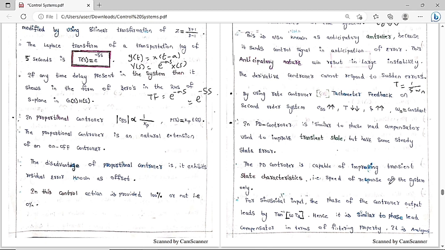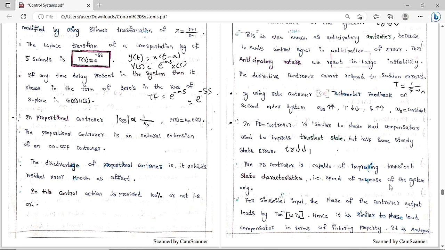See, this is a PD controller. Whenever you use the PD controller, it is very similar to a lead compensator. It is basically used to improve the transient state characteristics, but you have some steady state errors. The rise time is going to decrease.